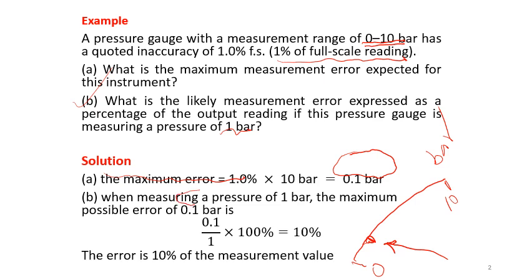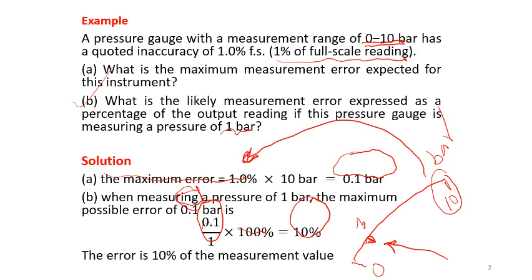The error will be the same whether you are measuring 1 bar, 10 bar or 5 bar. So when you compare this error with the measured value, it is 0.1 over 1, since we are measuring 1. So 0.1, the maximum error, as a percentage of the measured value, times 100% gives 10%. If I look at this carefully, when I measure 10 bar, the percentage of error will be 1%.